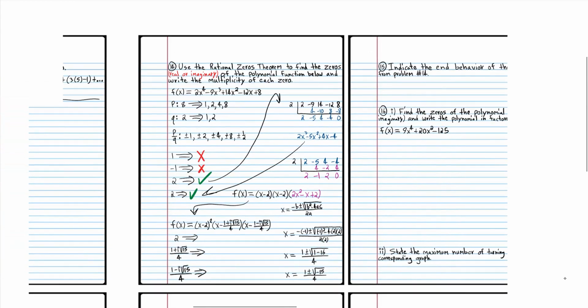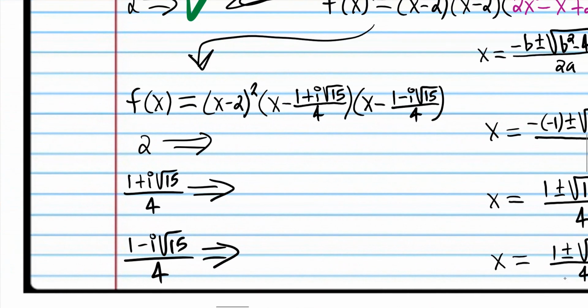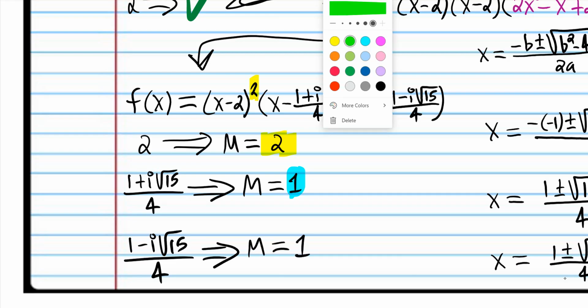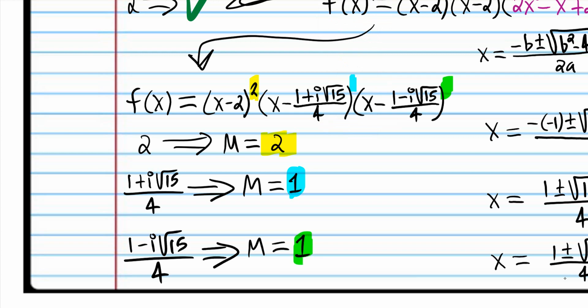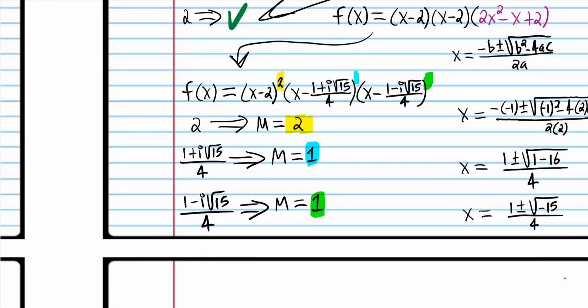But it also says write the multiplicity of each zero. So I'm going to write m is equal to 2. The multiplicity is the exponent. m is equal to 1, because the exponent of this factor is 1, and the multiplicity of this last zero is also 1. So we have the zeros and we have the multiplicity of each of the zeros.